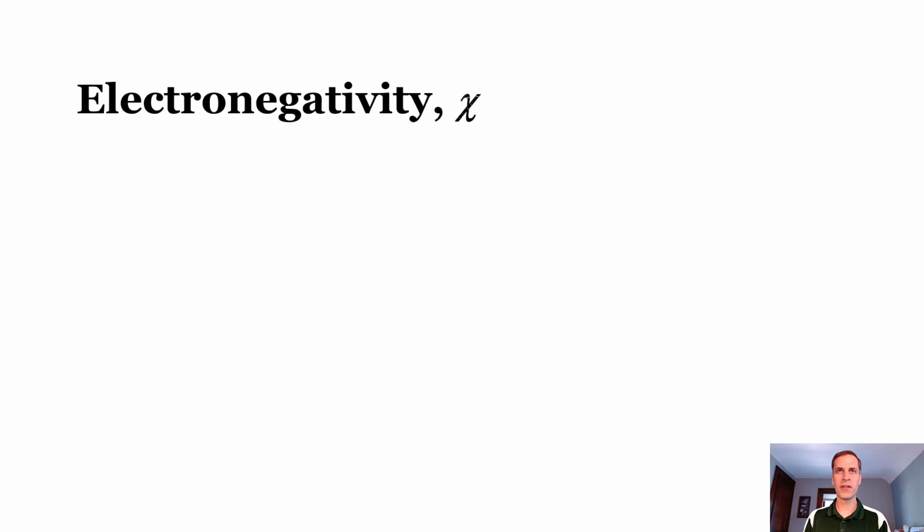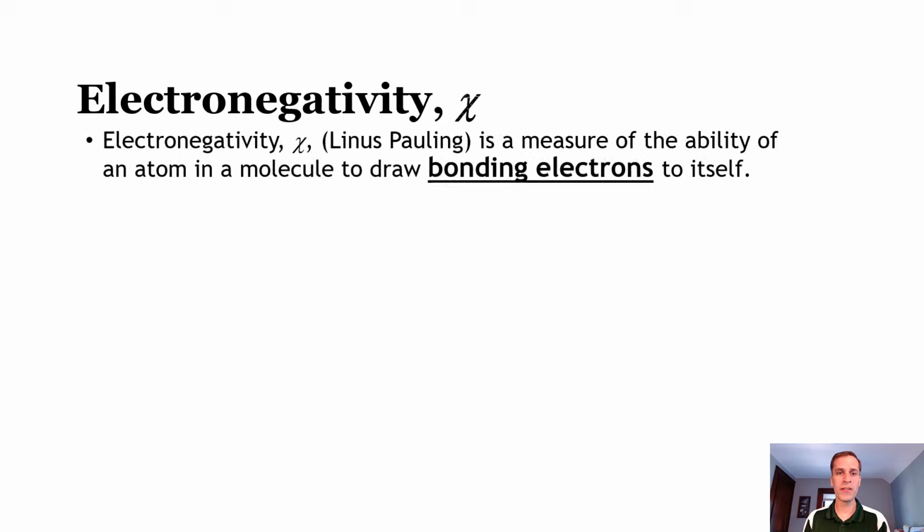And this gets us to the idea of electronegativity, which is represented with chi. So electronegativity was developed by Linus Pauling, and it's really just a measure of the ability of an atom in a molecule to draw bonding electrons to itself.